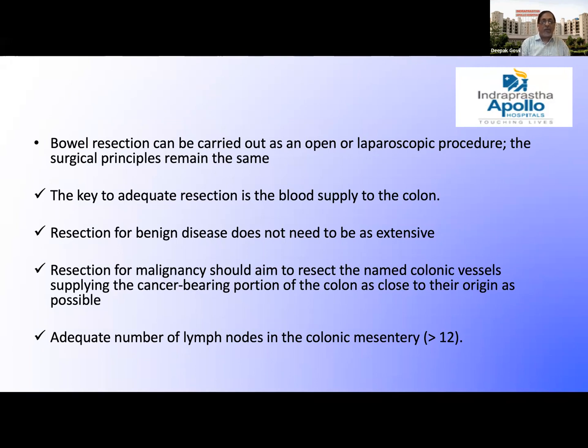For a malignancy, you should aim to resect the named colonic vessels supplying the cancer-bearing portion of the colon as close to their origin as possible. And regarding the lymph nodes, usually it is said that the minimum number of lymph nodes which we should be harvesting during a colonic resection should be more than 12 to say that it is an adequate resection.